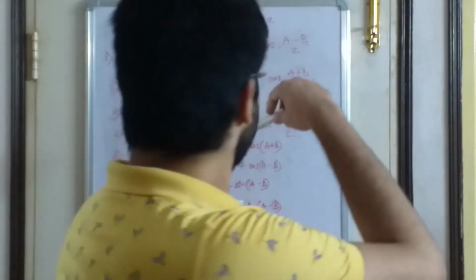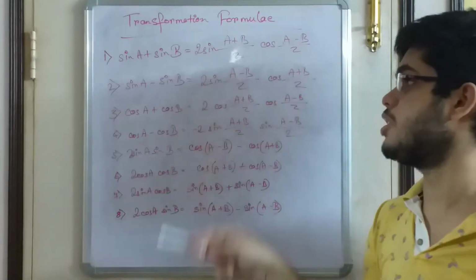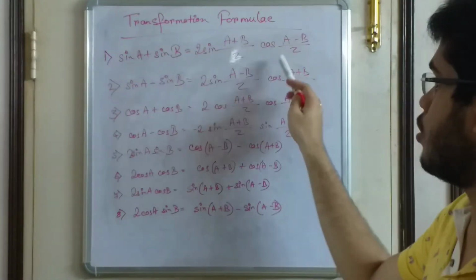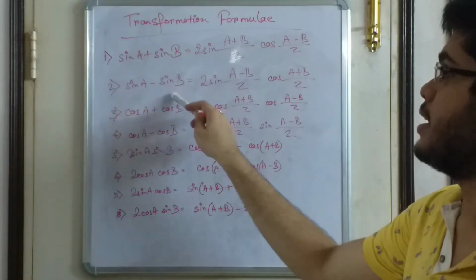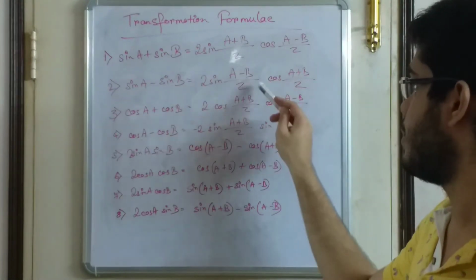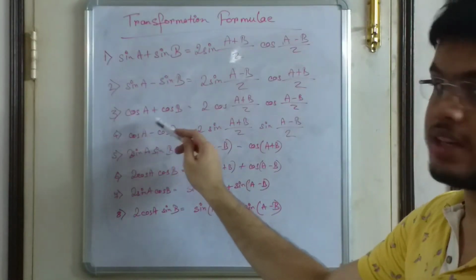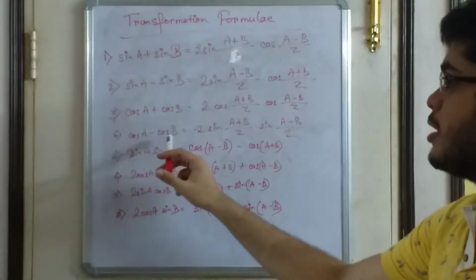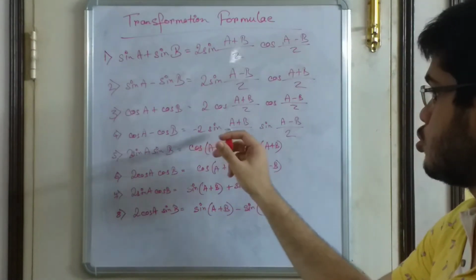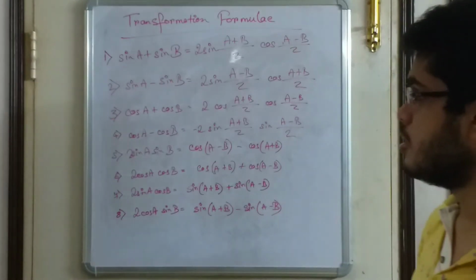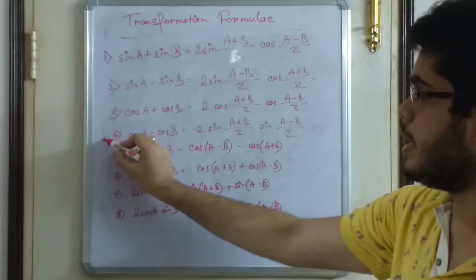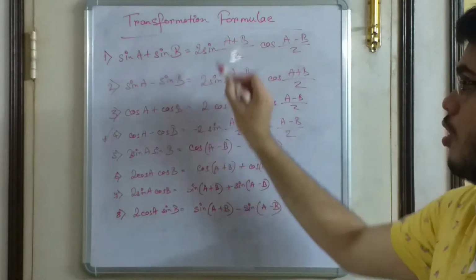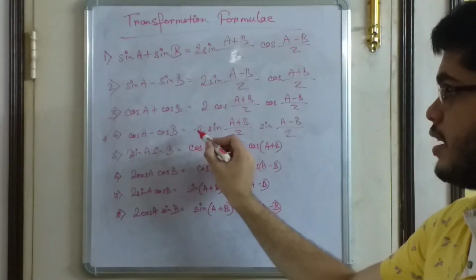Okay, so note down. These 8 are transformation formulae. Sin A plus sin B is equal to 2 sin A plus B by 2 cos A minus B by 2. Sin A minus sin B is equal to 2 sin A minus B by 2 cos A plus B by 2. Cos A plus cos B is equal to 2 cos A plus B by 2 cos A minus B by 2. Cos A minus cos B is equal to minus 2 sin A plus B by 2 sin A minus B by 2. This is a bit peculiar, this number 4. Okay, because there is a negative sign, remember. All others are positive. This one has a negative sign.